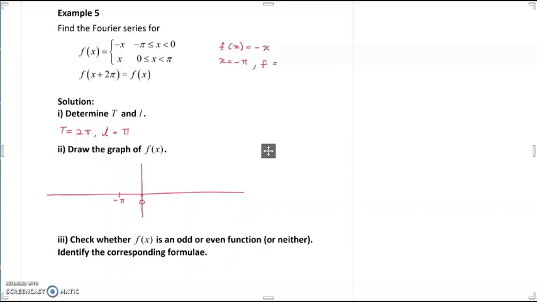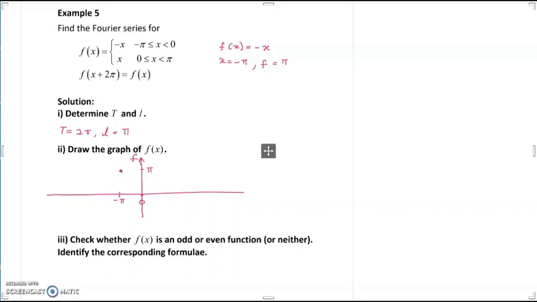So we have positive pi. Somewhere here is our f, so f equals pi is here. So when x equals negative pi, the f is pi. So this is the node that we should have.